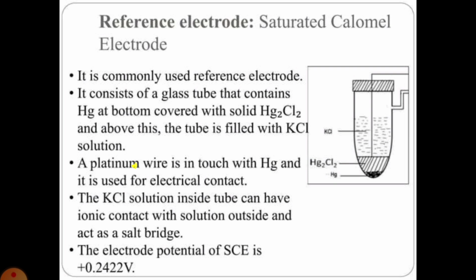There are silver strips coated with silver chloride, which is a highly insoluble substance. This silver chloride electrode is immersed in potassium chloride having 1 molar concentration of chloride, and the reaction is AgCl plus electron gives Ag plus Cl-.